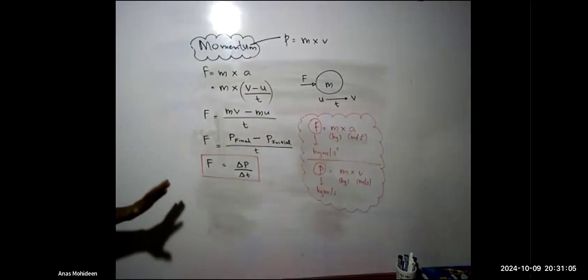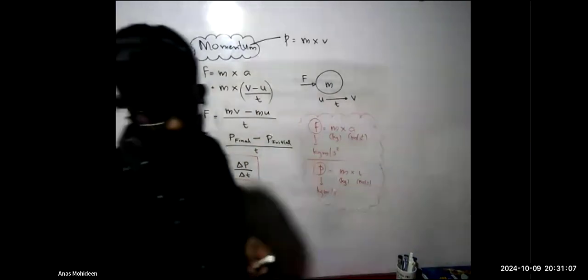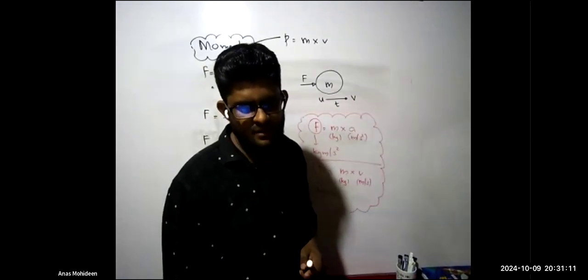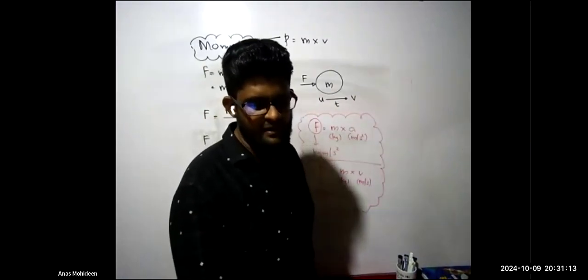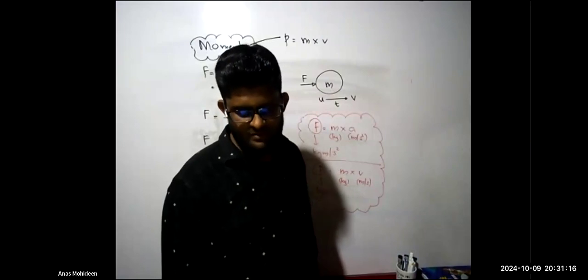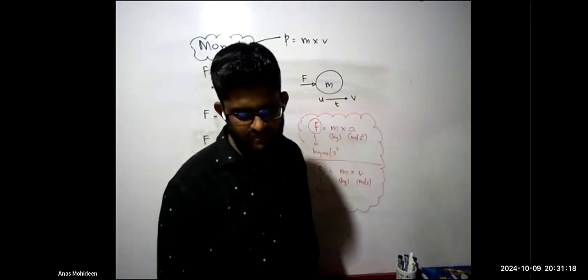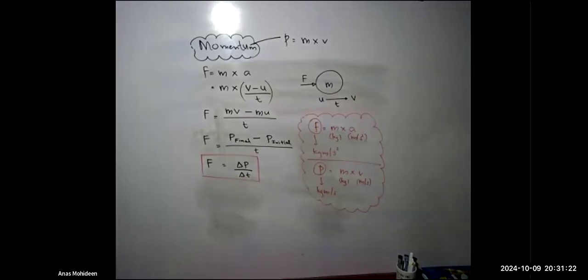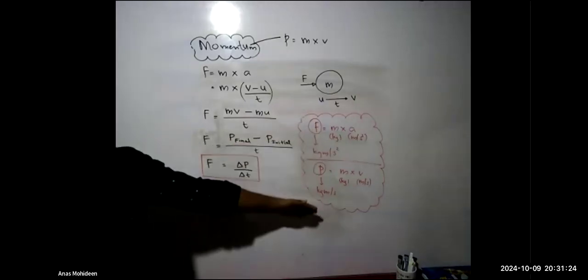So let's write this down. We'll put the topic as F equals ma using momentum of an object. F equals ma using the momentum of an object. And then we'll write this down. Take this as a keynote.